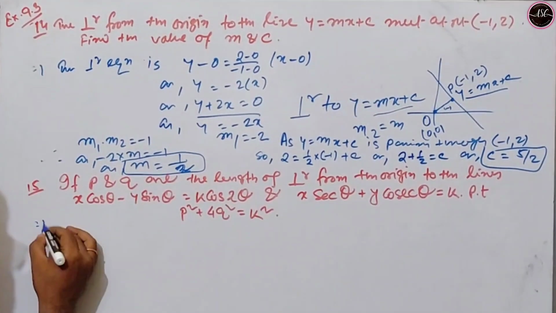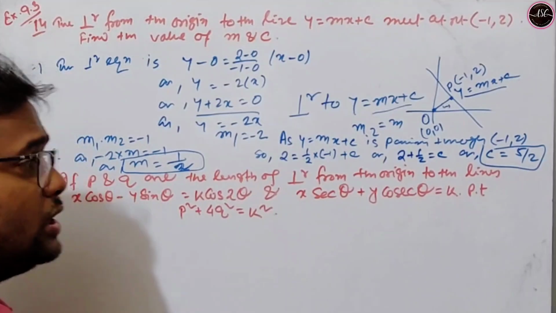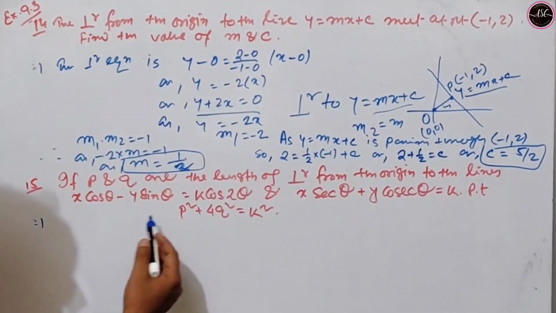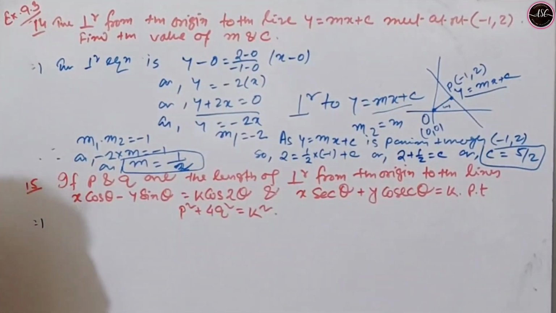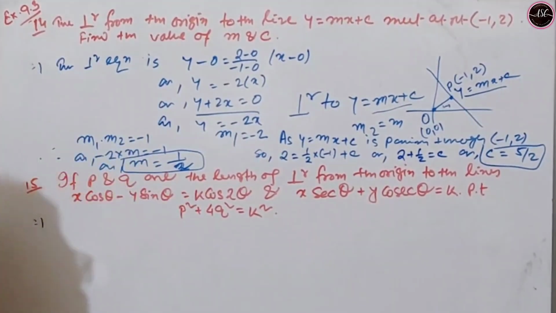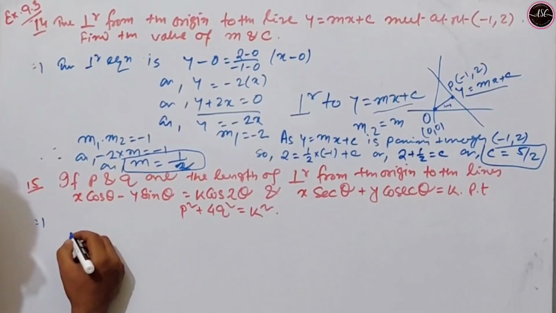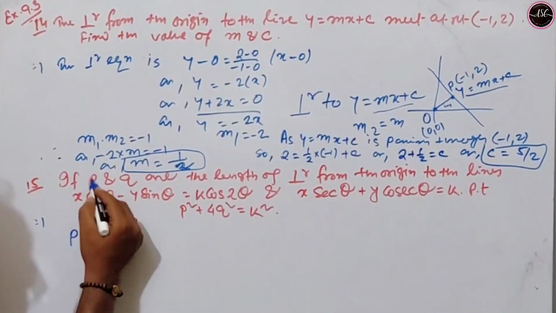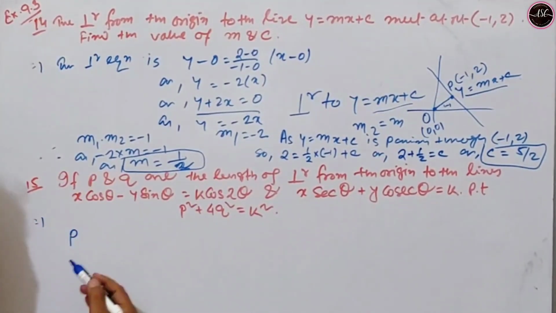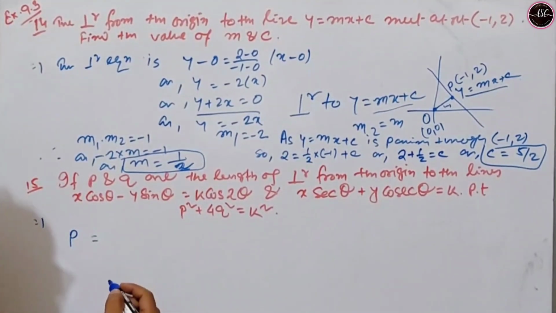Okay, now look at this question. If p and q are the lengths of the perpendiculars from the origin to the lines x cos theta minus y sin theta equal to k cos 2 theta, and x sec theta plus y cosec theta equal to k, prove that p square plus 4q square equal to k square. So the first distance is p. Okay, so perpendicular distance, we know the formula of the distance.